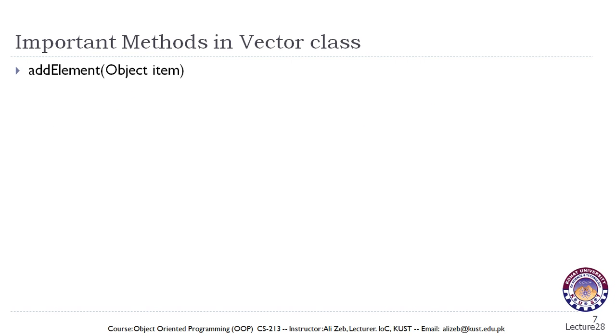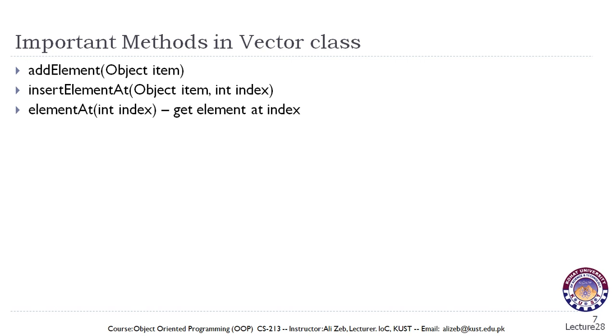Important methods in the vector class include adding an element. For example, with the add element method we pass the item that we want to add to the vector as an argument. We can insert an element at a certain position by passing the item, which will be an object, and the index position where we want to insert the item. To get the element at a certain position, and to remove the element at a certain position, we use the remove element at method.